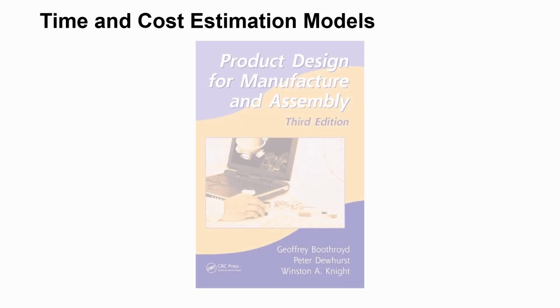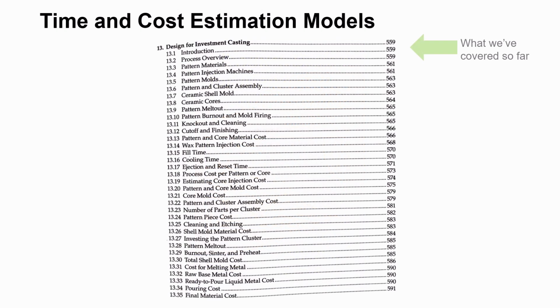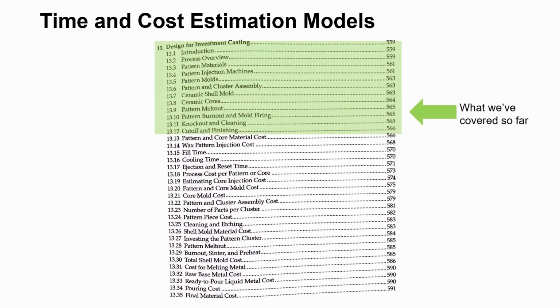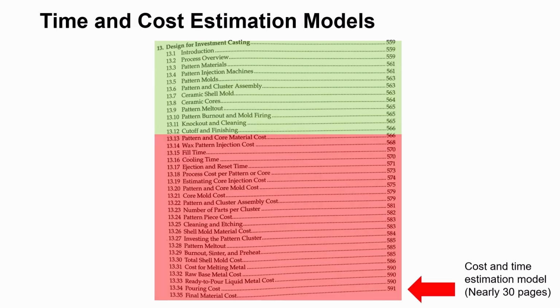Again, these outlines are referenced from Boothroyd and Dewhurst. If you own a copy of this textbook and take a look at the chapter contents for investment casting, the cost and time estimation makes up over half of the entire chapter. So, this would probably take an entirely separate video to cover in any sort of meaningful detail. Instead, I've created some flowcharts to help fellow students navigate through the process of estimating the time for manufacturing.